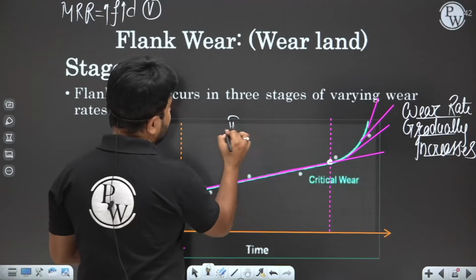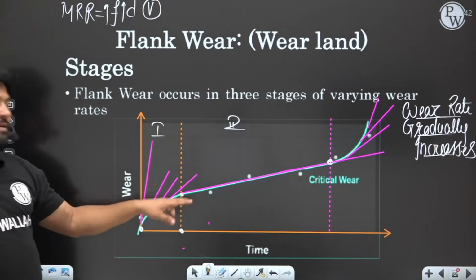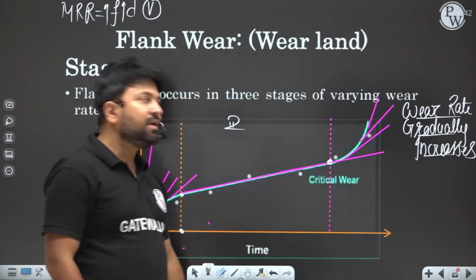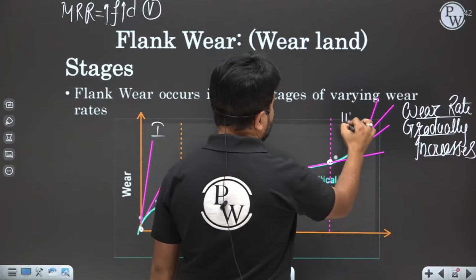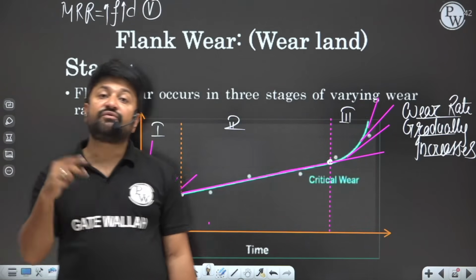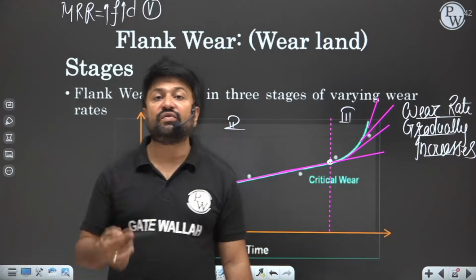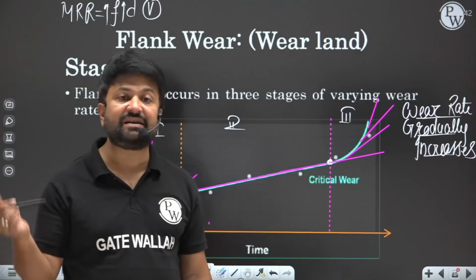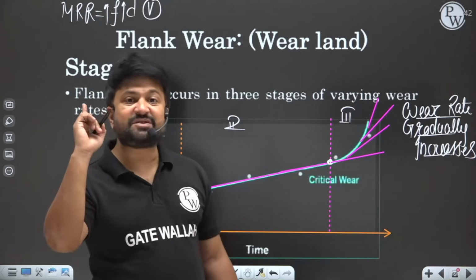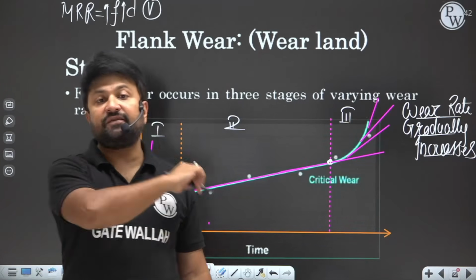In secondary wear zone, this is the secondary wear zone where wear rate is constant. Okay, the region where the wear progresses at a uniform rate, right? Now this is a tertiary wear zone, my dear. In tertiary wear zone, the region where the wear progresses at gradually increasing rate, right? In tertiary region, the wear of the cutting tool has become sensitive to increase tool temperature due to high wear length, right?